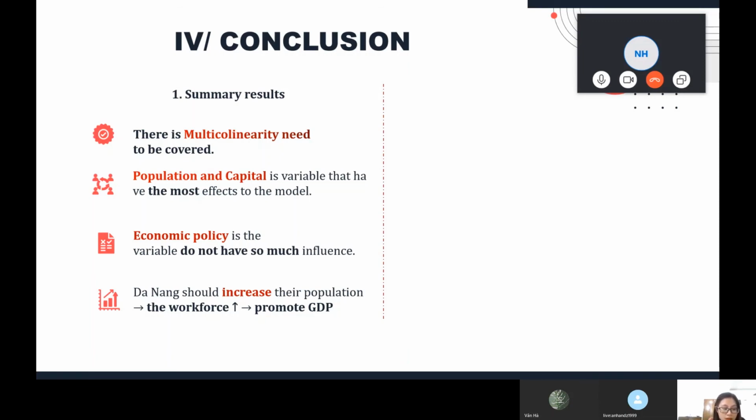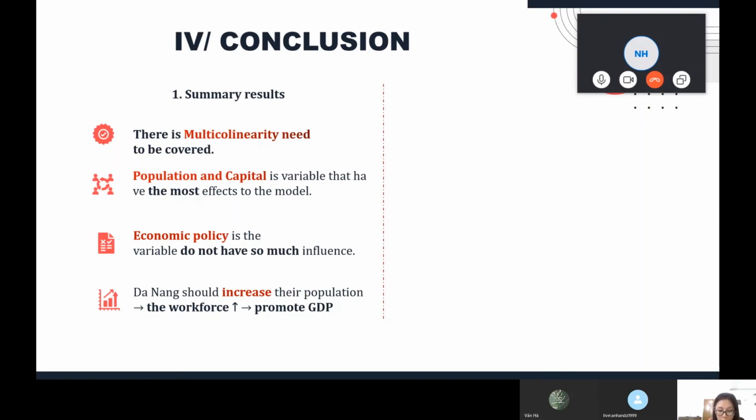After testing hypotheses and errors and giving a final regression, we can see that population and capital are the variables that have the most effect on the model. And third, economic policy is a variable that does not have much influence on GDP. Therefore, Da Nang should increase its investment capital and population by a suitable amount so that the workforce can increase and promote GDP.